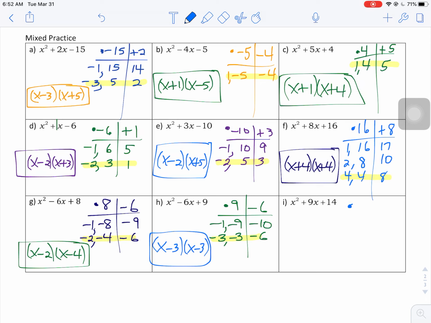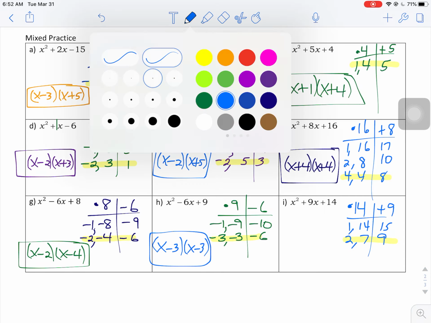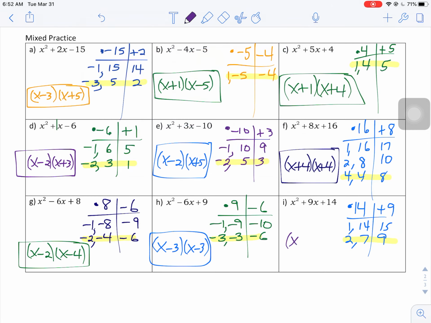Last one, you're looking for two numbers that multiply to 14. Those same two numbers need to add to 9. So 14 divided by 1 is 14. Everything's positive, so I don't have to worry about any negative numbers. 1 plus 14 is 15. That doesn't work. Try 2. 14 divided by 2 is 7. 2 plus 7 is 9. There we go. So we get ready to write our final answer. X plus 2 and x plus 7. So hopefully, after doing so many of those, you're feeling a little bit more comfortable with it.